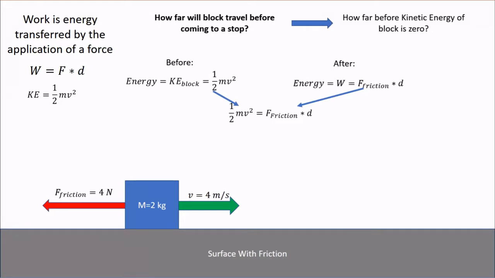So now we just need to solve for the distance traveled. So we divide both sides by the frictional force. Plugging in the numbers, we get this expression. If you do the arithmetic, that all turns into 4 meters. So that is how far your block will slide before stopping.